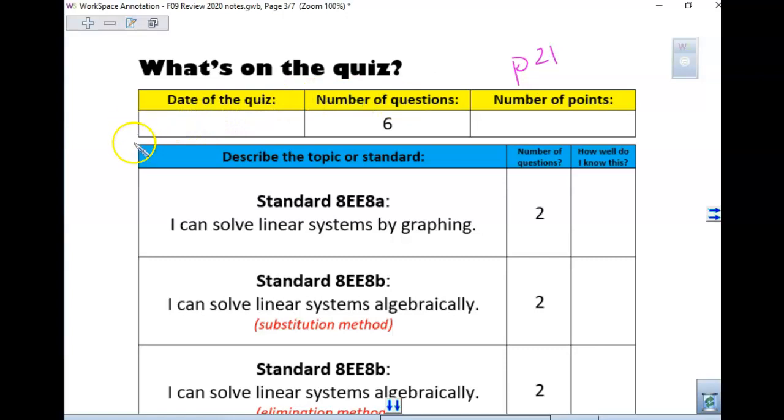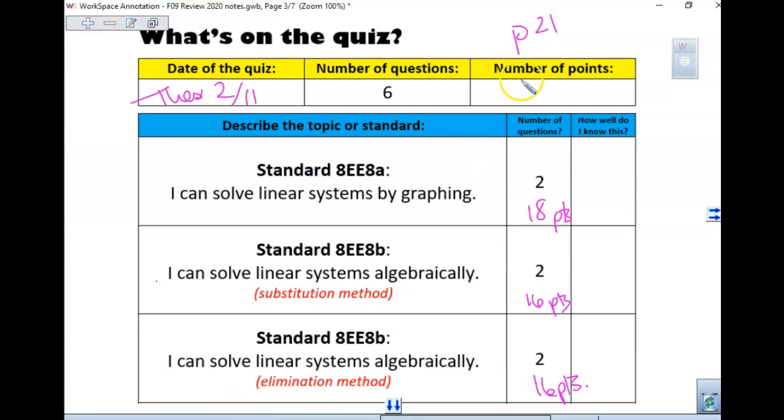So the quiz is Tuesday, tomorrow, 2/11, February 11th. 6 questions, as I am looking at yours, and I believe it is going to be 50. I can solve the linear system by graphing. You will get 3 points for each line that you graph, for the 2 lines that you graphed correctly.